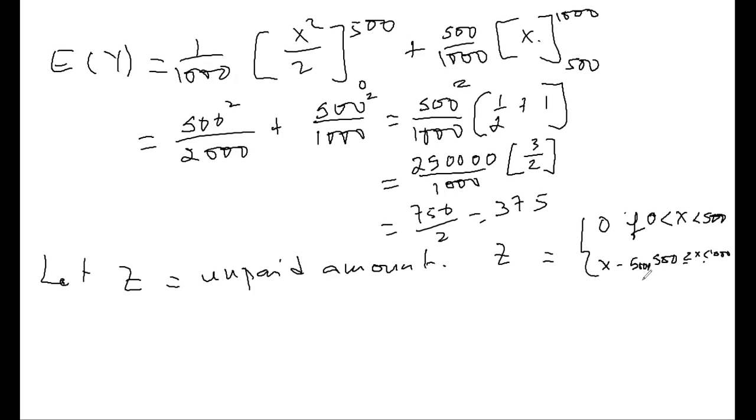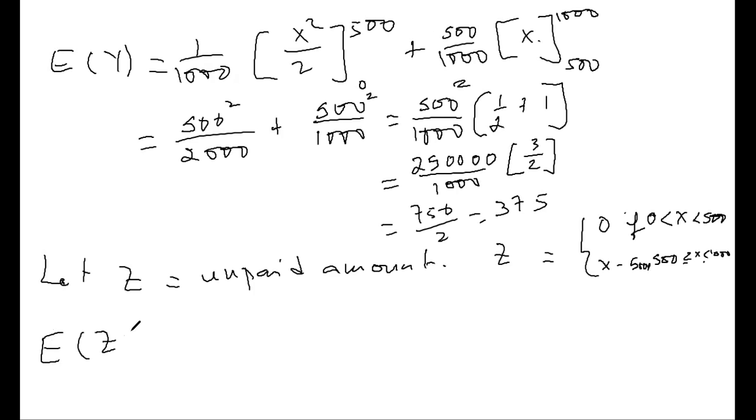If the cap is 500 and the loss amount is X, then if X is less than 500, all the money is paid. So the unpaid amount is 0. If X is bigger than 500, the amount paid will be 500 because the cap is 500. So the unpaid amount is X minus 500.